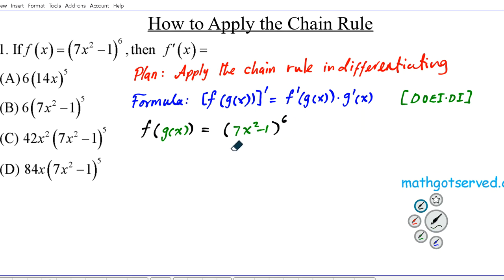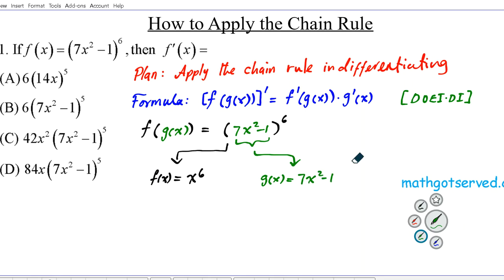F of x, the outer function, is x to the 6th power. And then the inner function is the quadratic binomial, g of x, which is 7x squared minus 1. Let's go ahead and differentiate both. The derivative of the outer function, f prime of x, we apply the power rule here, so that's 6x to the 6 minus 1, which is 5.